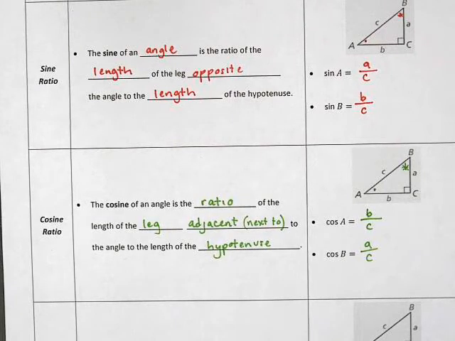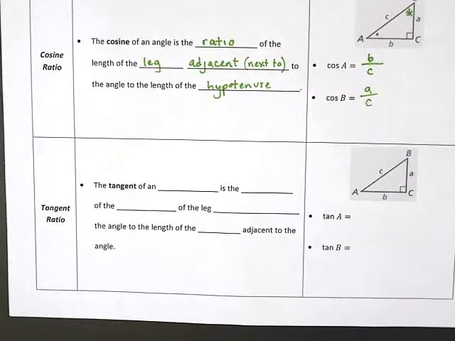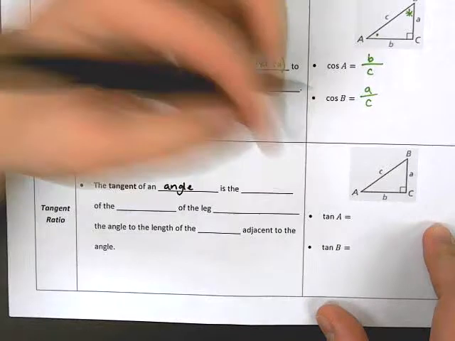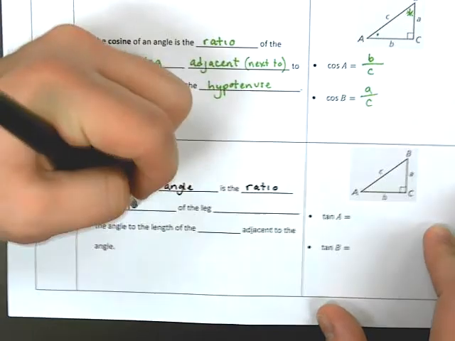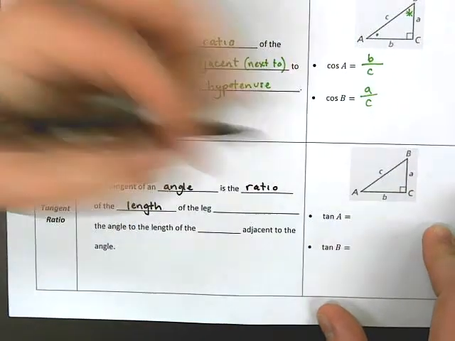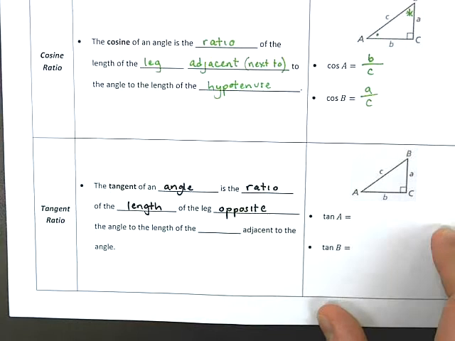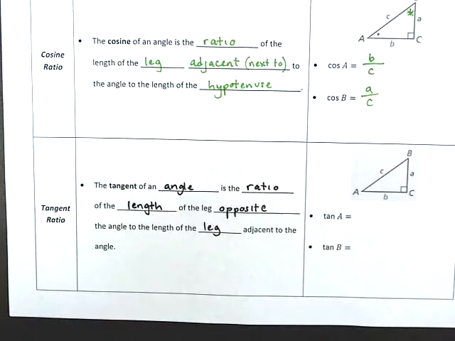The third ratio, we call it the tangent ratio. And we say that the tangent of an angle is the ratio of the length of the leg opposite the angle to the length of the leg adjacent.